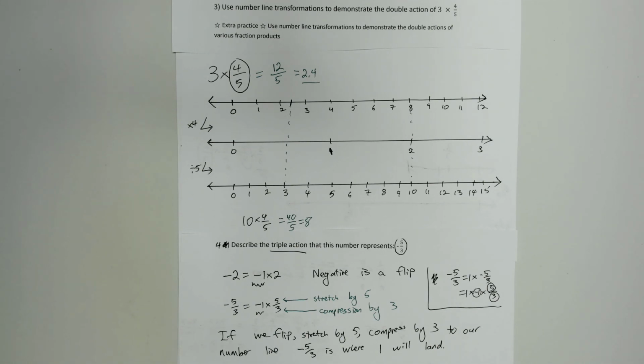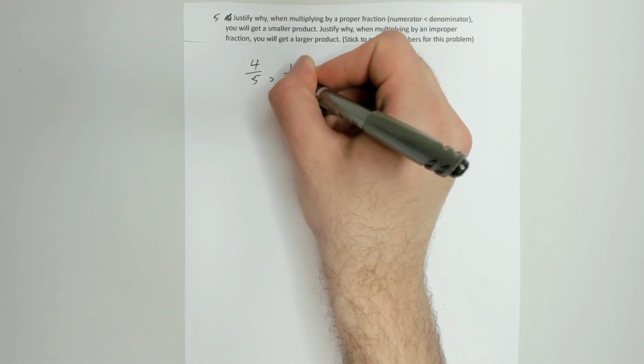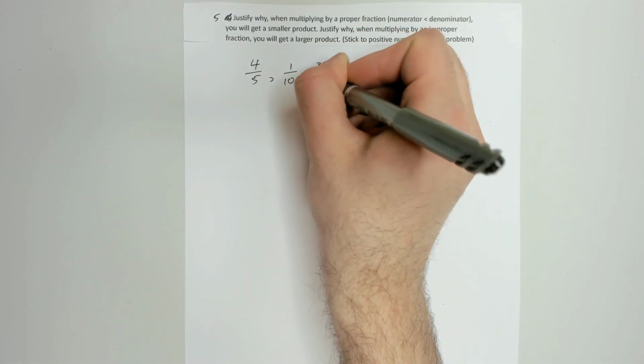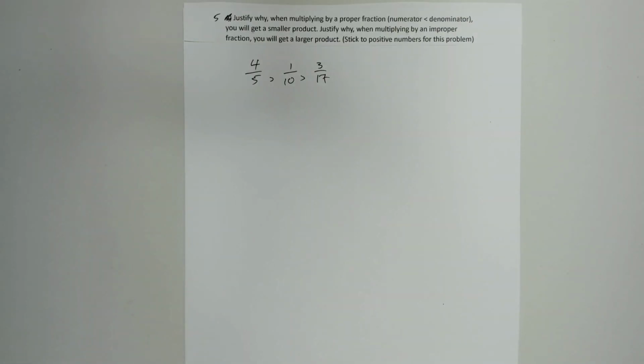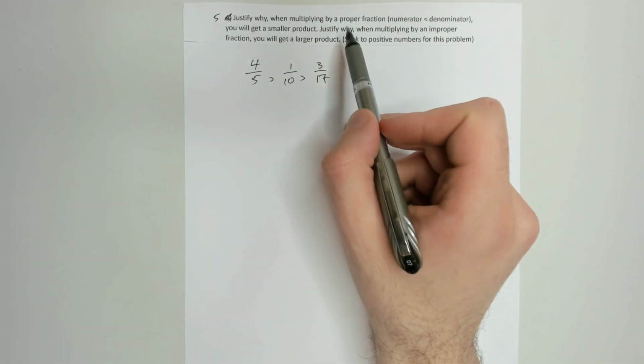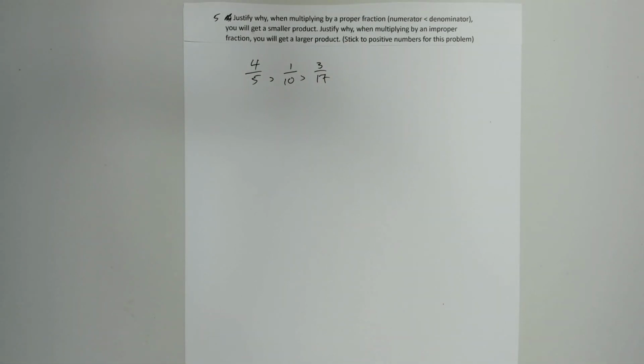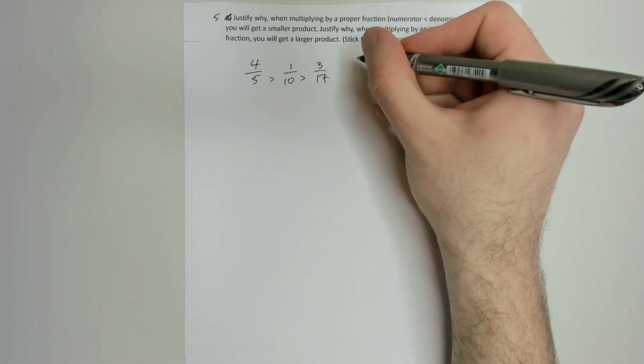Let's go on to the last question. Okay, so question 5 says, justify why when multiplying by a proper fraction. So that's where the numerator is less than the denominator. So like, for example, 4/5, 1/10, 3/17, those would all be proper fractions. So it's saying, why is it that when you multiply a number by a proper fraction, you get a smaller result?